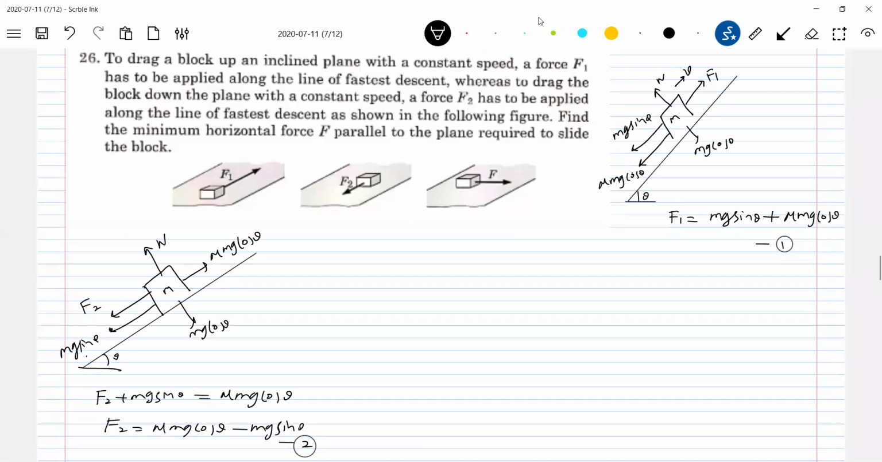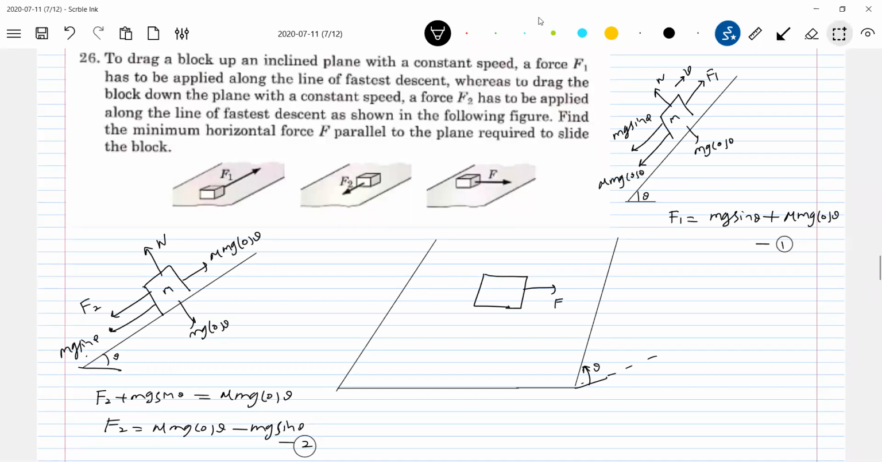Okay, next the third case is asking: find the minimum horizontal force F parallel to the plane required to slide the block. The diagram is very important. So there's the inclined plane, and this is the theta. Are you able to understand this? So how is the block kept? Now the force is applied parallel to the plane. It's tangential to the inclined plane. That is the meaning here.